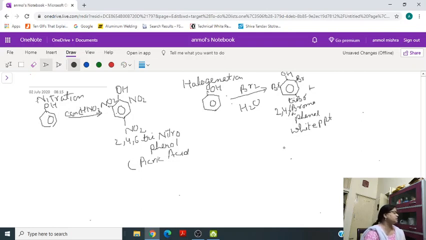Sometimes if a question is asked how will you differentiate two compounds, carboxylic acid and phenol, we can use this reaction. When phenol reacts with bromine water, it forms white precipitate. So this can be used as a test for phenol.